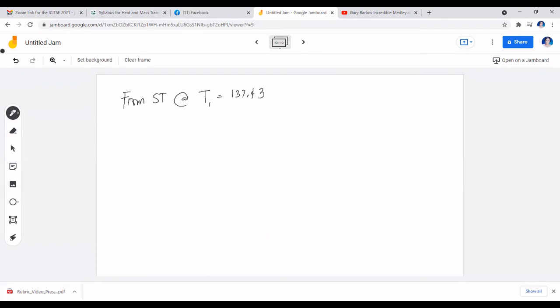You will have to get the saturated vapor enthalpy, and you will get the saturated liquid enthalpy. Can you please read these values from your table? You have your steam tables there.